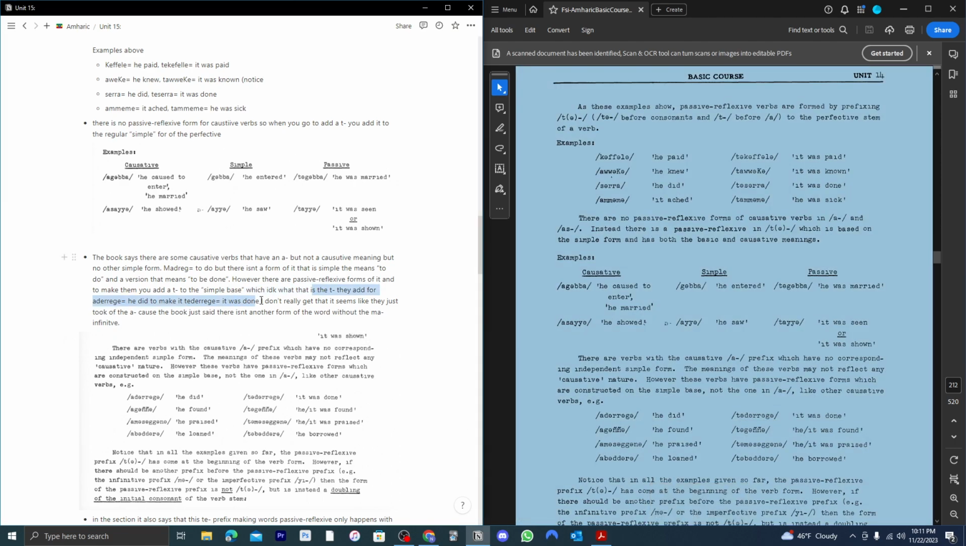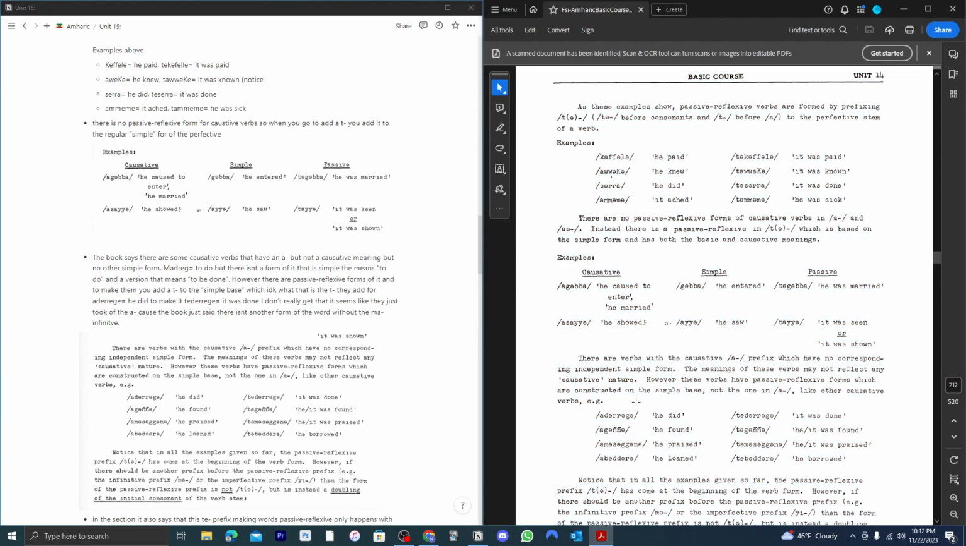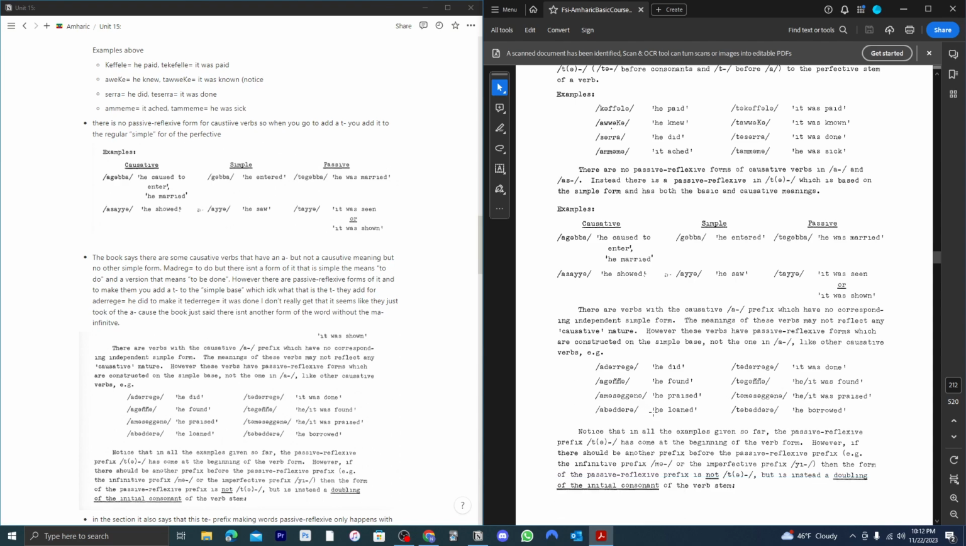It was done. It seems like they just took the A because the book said there's another form of the word without the ma infinitive. I don't really know why, but if you want to make it passive, like madreg, tederege was done. Magnet is to find, agnia is he found. If you want to say it was found, te-agnia. Amesegen, he praised. If you want to make it like it was praised, temesgen, continuing on in that fashion.